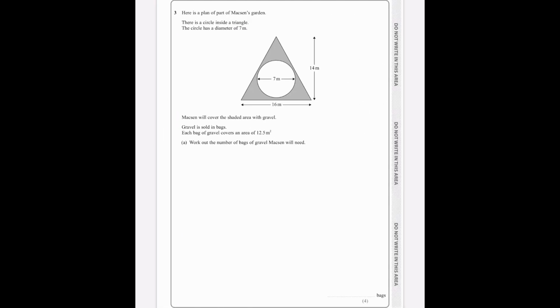Question number 3. We want to find the shaded area, essentially. So we've got a base and a perpendicular height. So to find the area of the triangle, including the circle, it's a half times 16 times 14. Then I'm going to subtract the area of a circle. The radius is half of 7, so I'm calling that 7 over 2. Pi lots of r squared, pi lots of 7 over 2 squared. Subtract that and we get the shaded area, 73.515, etc. Dividing that by 12.5 to work out how many bags we need.